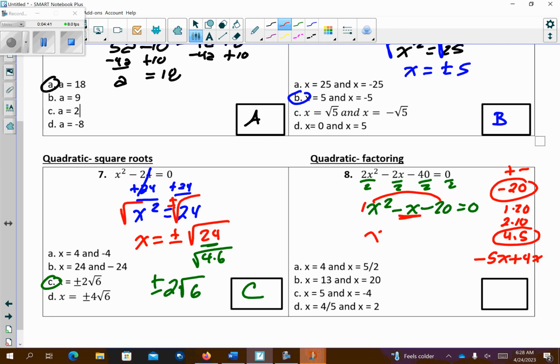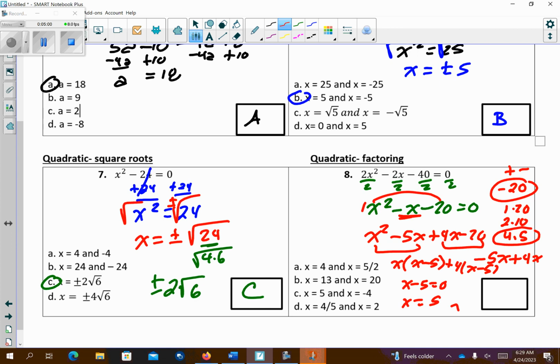That's going to replace the negative x. I have an x in common between those two. And I could factor a 4 out of those, positive 4, and that's going to give me x minus 5. So I'm going to get x minus 5 equals 0, which equals 5, and I'm going to get x plus 4 equals 0, which is x equals negative 4. So 5 and negative 4 is answer C.